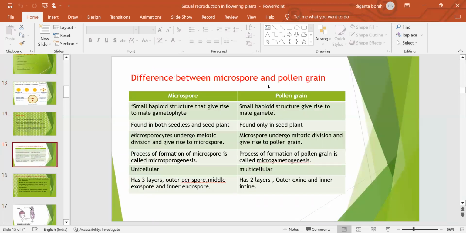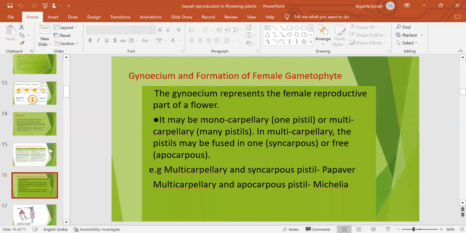Next, the difference between microspore and pollen grain. Microspore is a small haploid structure that gives rise to the male gametophyte, whereas pollen grain is a small haploid structure that gives rise to the male gametes. Microspore is found in both seedless and seed plants, while pollen grain is found only in seed plants. Here I am showing you five or six differences. You just remember two or three, it will be more than sufficient, because sometimes this type of question comes and carries 2 marks.